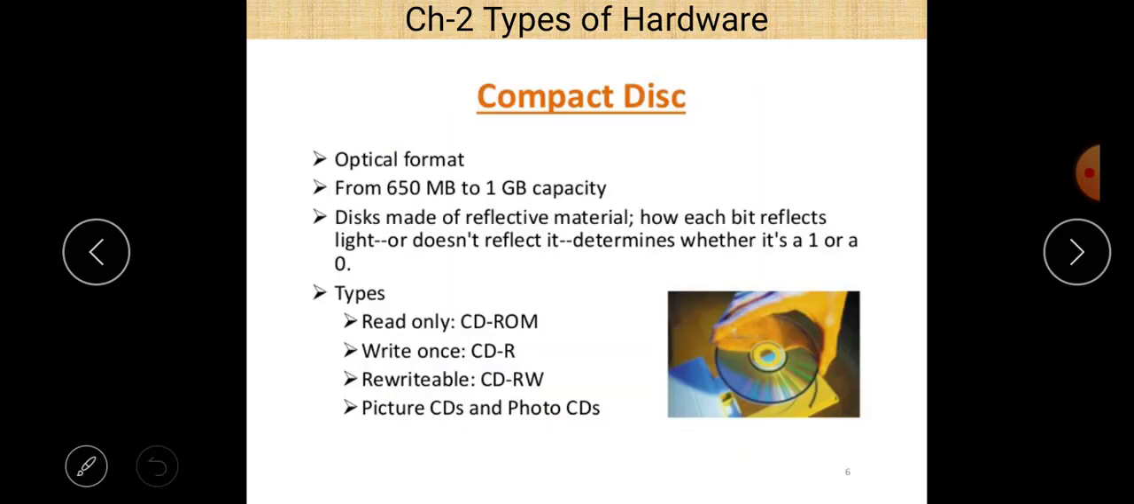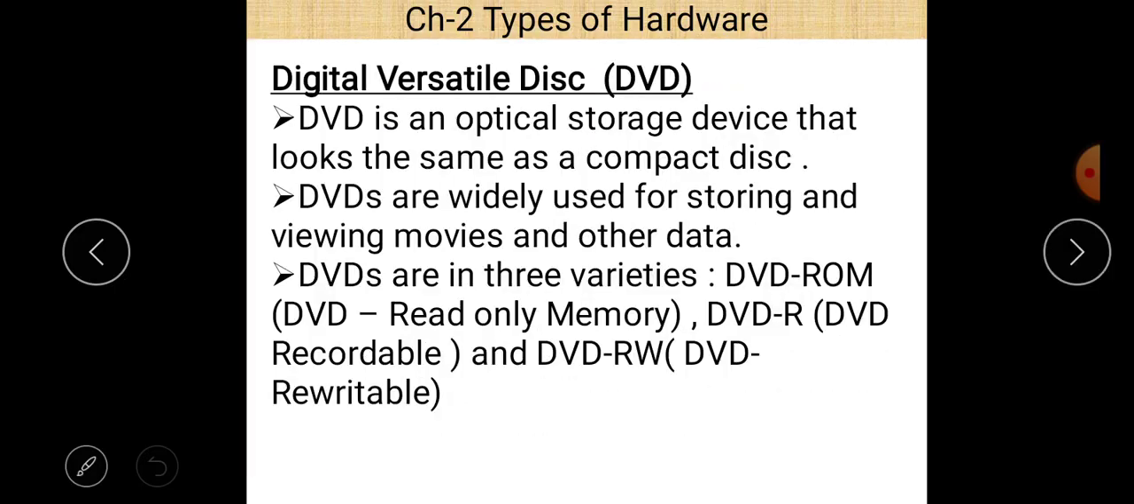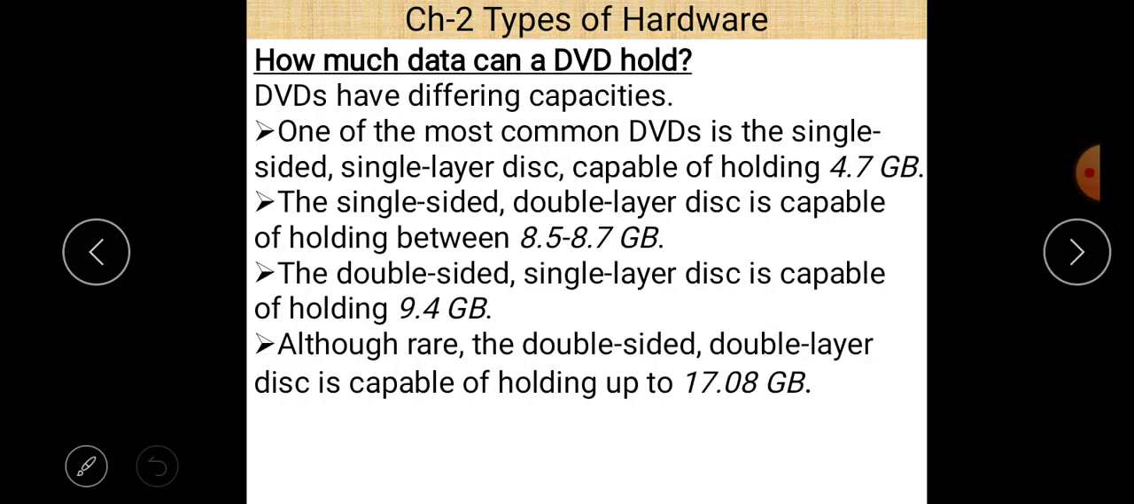Next is compact disc, also known as a CD. The most common size is 700 MB. And there are different types of CDs: CD-ROM means CD read only memory, CD-R, CD recordable, and CD-RW, CD rewritable. Next is a DVD, also known as digital versatile disc, earlier known as digital video disc. And they also come in different forms such as DVD-ROM, DVD recordable, and DVD rewritable, and the most common size is 4.7 GB.